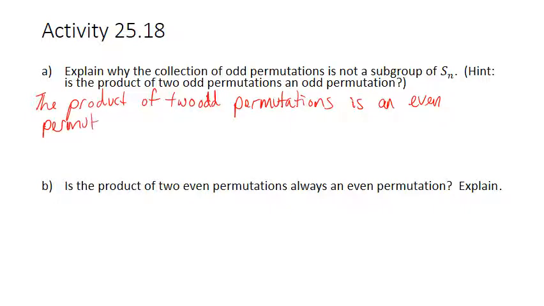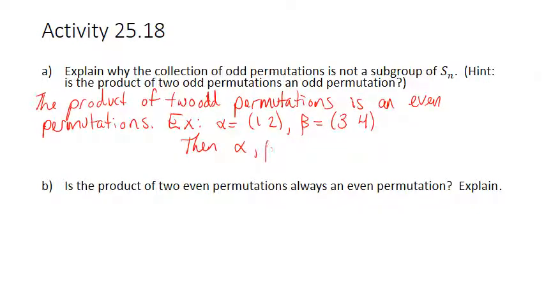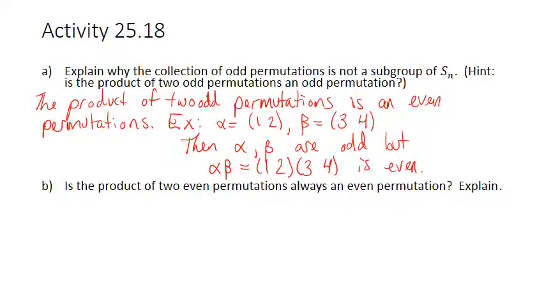Just to give you a little example, let's say alpha equals (1 2), beta equals, I don't know, (3 4). Then alpha and beta are odd, but alpha times beta, which is (1 2)(3 4), is even. So if you multiply an odd permutation times an odd permutation, then the number of total transpositions will be an odd plus an odd, which would be even.